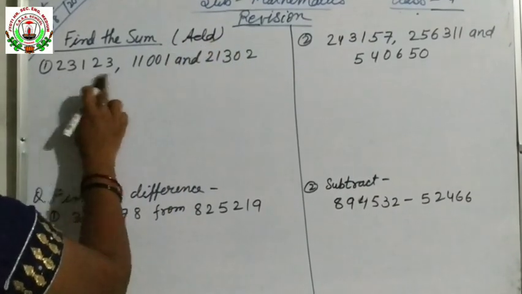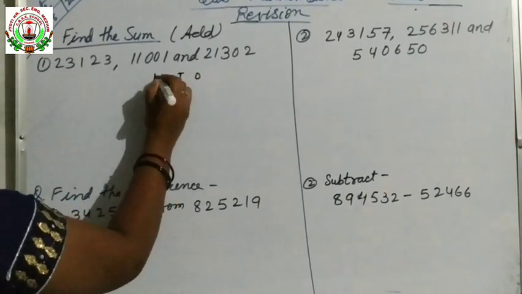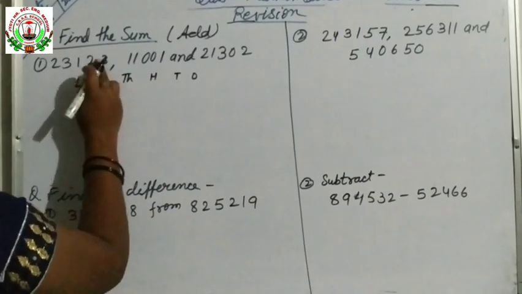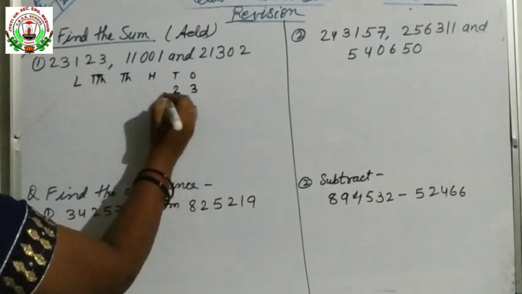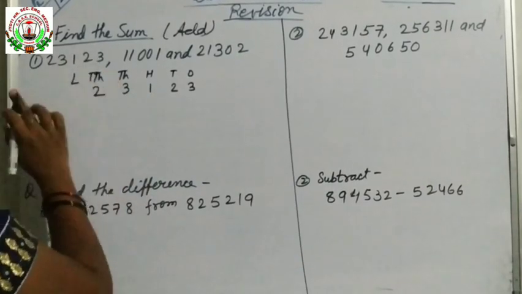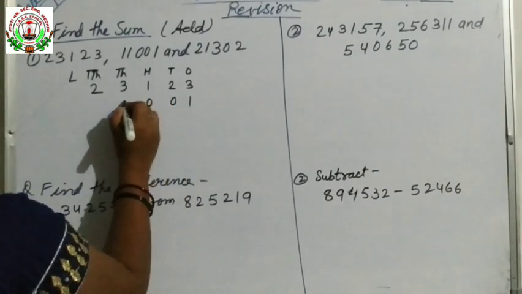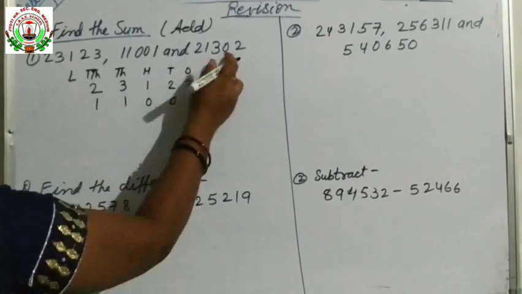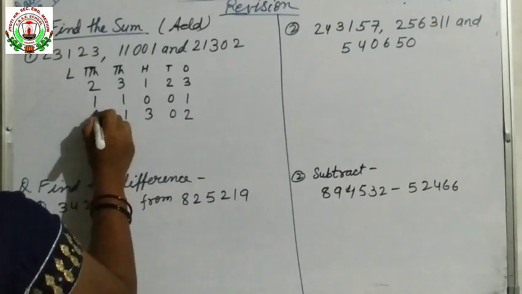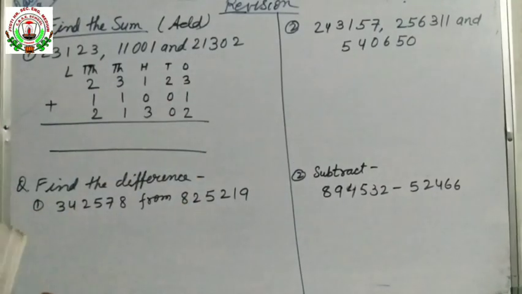Okay. So first you will write this number in columns: ones, tens, hundreds, thousands, ten thousands, lakhs. Here 3, 2, 1, 3, 2. First number we have completed. Now the second: 1, 0, 0, 1, 1. Then this number: 2, 0, 3, 1, 2. Write all the numbers according to the places.